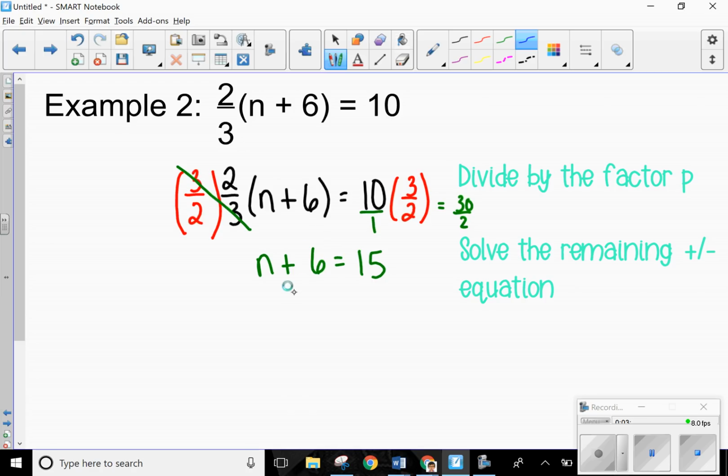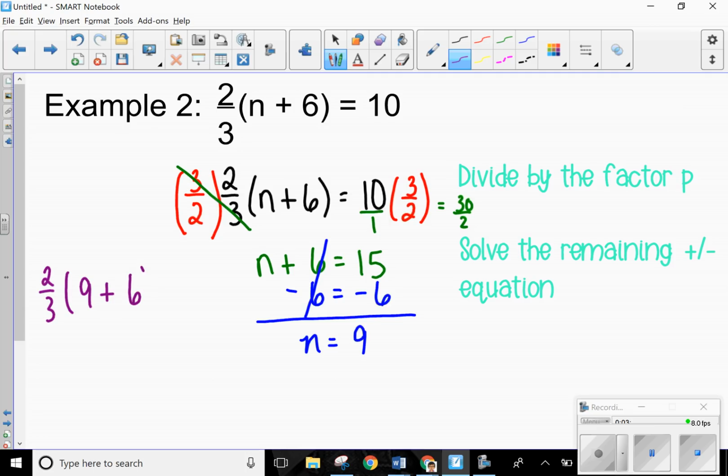So to undo plus 6, I'm going to minus 6 on both sides of the equation. And plus 6 minus 6 zeroes out, so I'm just left with n. And 15 minus 6 is 9. So before I say that this is my solution, let me go in and substitute it into the original equation just to see if it's correct.